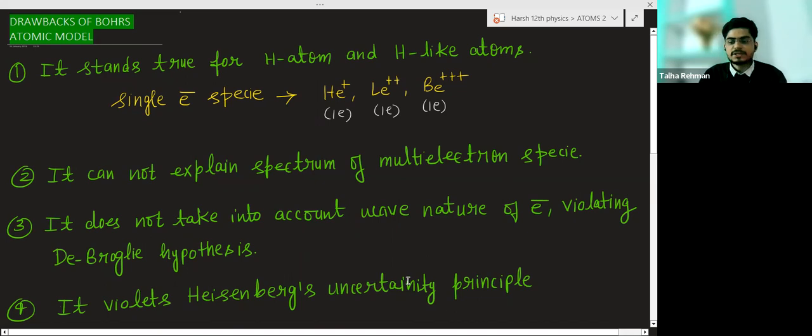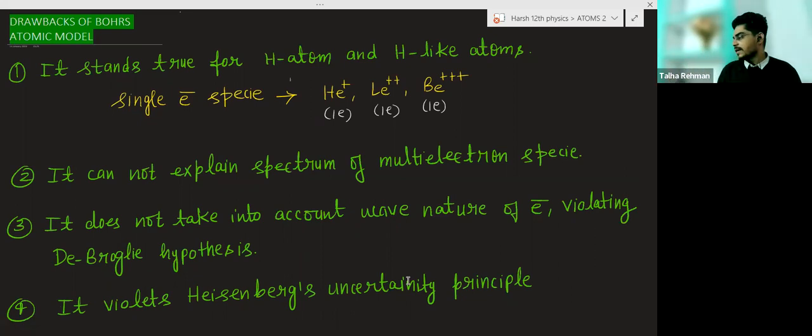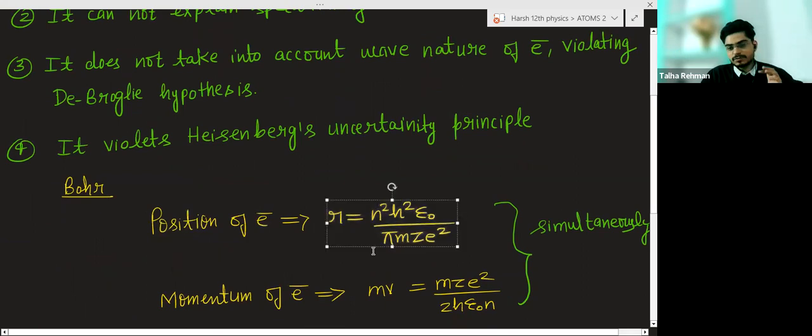After that, the Heisenberg uncertainty principle. Let me tell you what the Heisenberg uncertainty principle is. It means that for an electron, you cannot measure the position as well as the momentum simultaneously. But according to Bohr's model, we can calculate that. The position of the electron means the radius, which we have calculated with this formula.